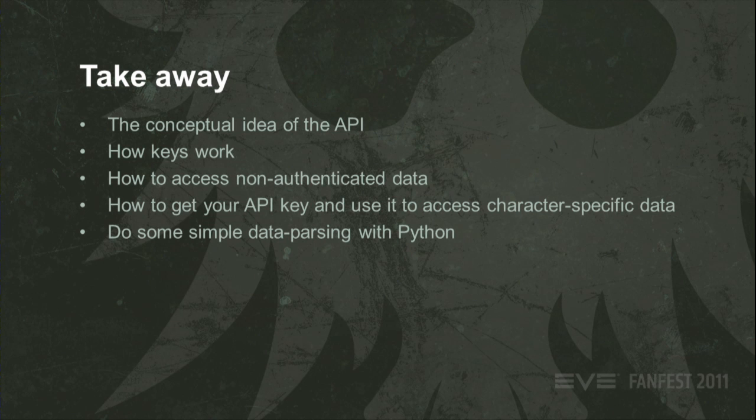And then of course we had third-party libraries to allow you to write API keys easily. So at this point we have gone through the conceptual idea of the API. We have covered querying data from the live cluster, how keys work, and how to get access to non-authenticated data. And then how to get your API key and use it to get character-specific data. And we, of course, just did some simple data parsing.